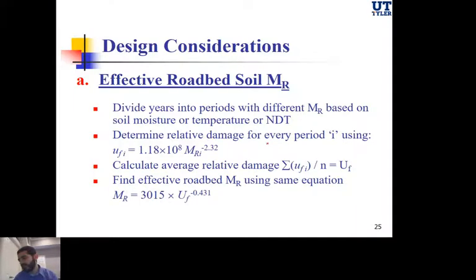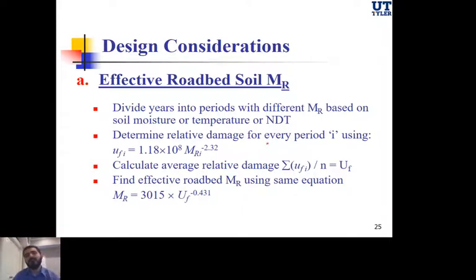So here are the steps. How can we get the effective roadbed soil resilient modulus? First of all, we need to divide the year into periods with different resilient modulus based on the soil moisture as well as the temperature, or any non-destructive testing, NDT. So we can divide the year into 4 seasons. So we go to the field 4 times a year, or we can do it every month, when we have 12 measurements per year. Then we need to determine what we call the relative damage for every period, let's say for every month.